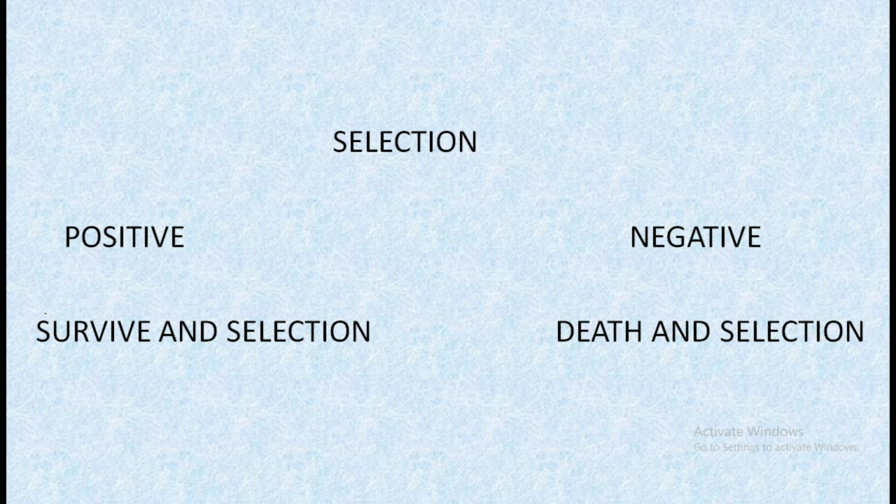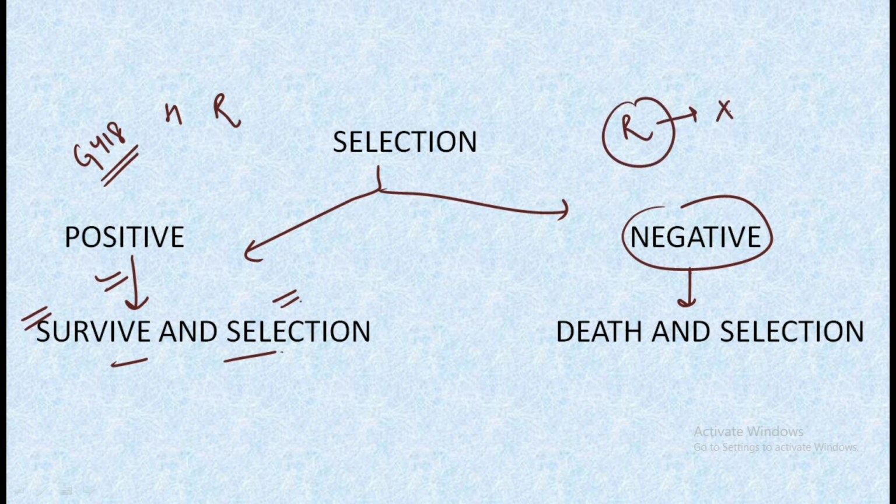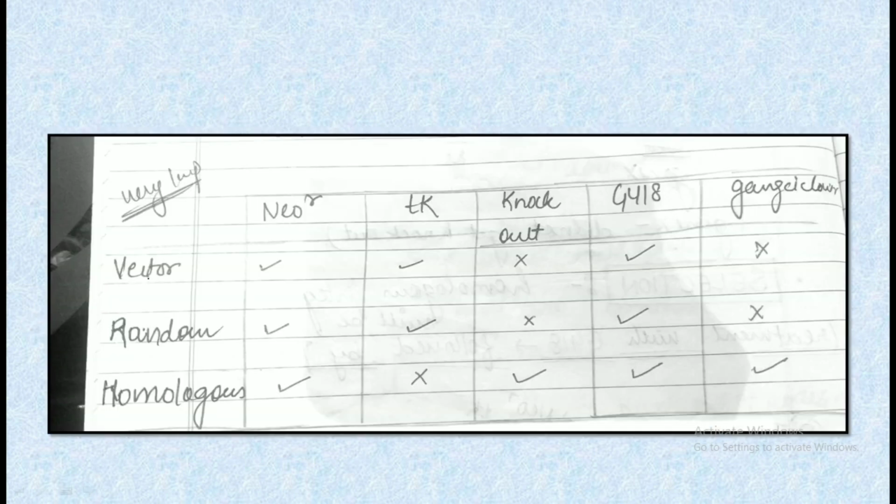So we have the selection as the positive and the negative. In case of positive selection, there is survive and select, that is we have added G418 into the medium and both the homologous and the random survived and then we selected them. But in the negative selection what we did is we led to the death of the random integrated vectors, and finally the selection of the homologous integrated vectors is done. So these are the two types of selections that we have to keep in mind. So this is the complete table that we have to keep in mind.